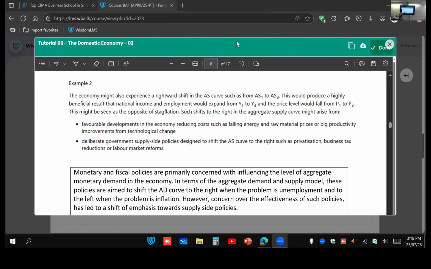So, favorable developments in the economy, deliberate government supply side policies designed to shift the S curve to the right, such as privatization, business tax reductions, and labor market reforms. Privatization.